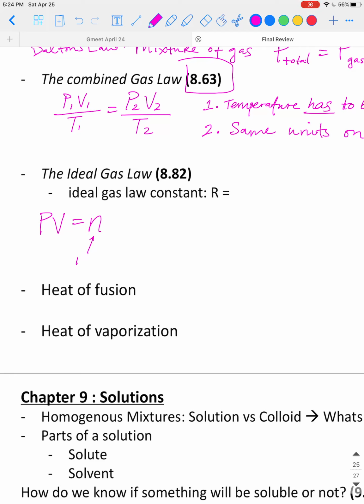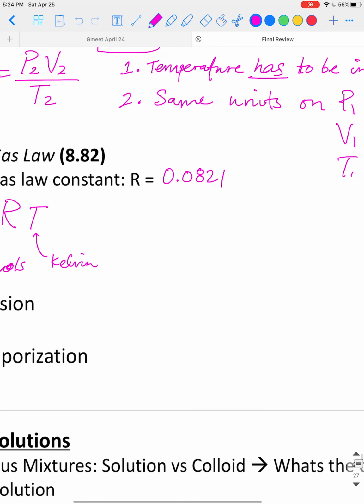The next gas law we ran into is called the ideal gas law. It's a little bit different. It's PV, pressure times volume, equals n, the number of moles, PV equals nRT. R is the gas law constant that we're about to write out, times T, the temperature, in Kelvin.